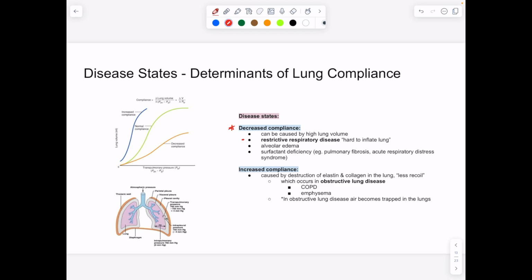All right, disease states can also affect lung compliance, and so we'll be looking at decreased compliance. You have restrictive respiratory diseases where it's hard to inflate the lung. Right, so please hear this in your brain: restrictive respiratory disease is hard to inflate the lung. And then obstructive lung disease is when you have less recoil, so you have destruction of elastin and collagen, so you have increased compliance overall, and this is when air gets trapped in your lungs.